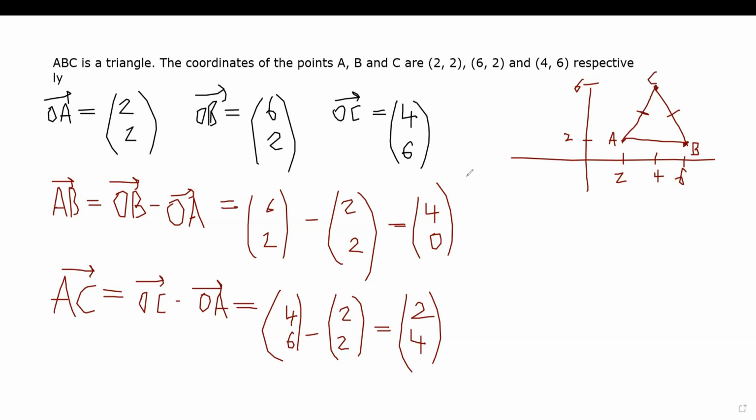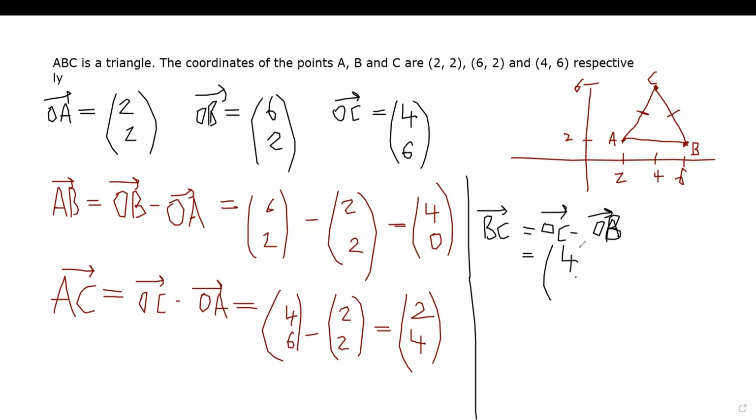So can we do that now? We need to show them that. We already have AC out of the way, so we just need to find vector BC. Vector BC is OC minus OB. Vector of the last minus vector of the first. So OC is (4, 6), and then you subtract vector OB, which is (6, 2). 4 minus 6 is negative 2, and then 6 minus 2 is 4.